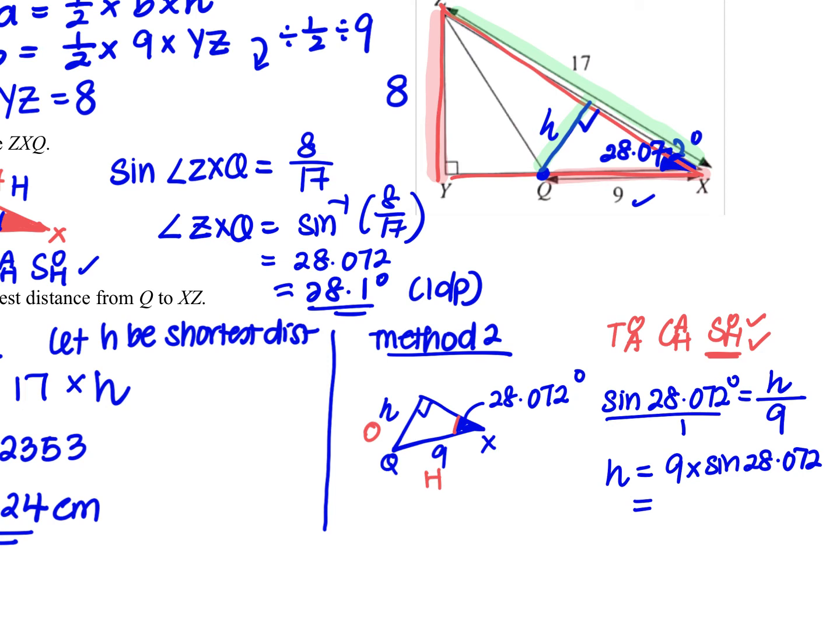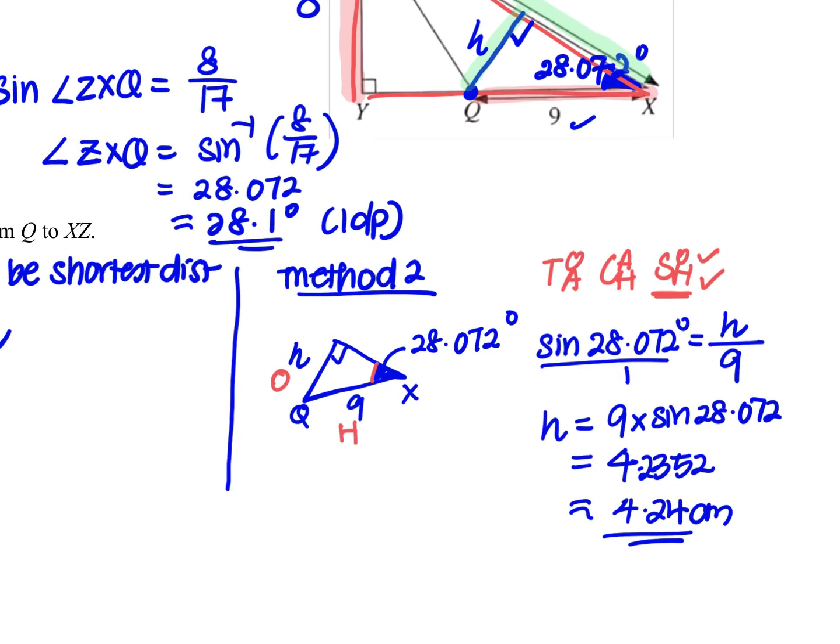And I get my answer 4.2352. Then we round it off to 4.24 cm. Same answer. Okay, have you gotten the concept?